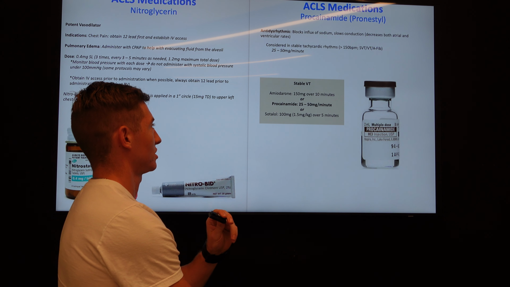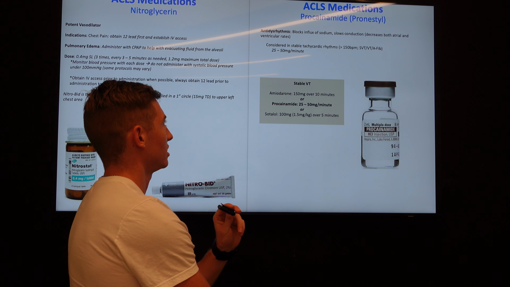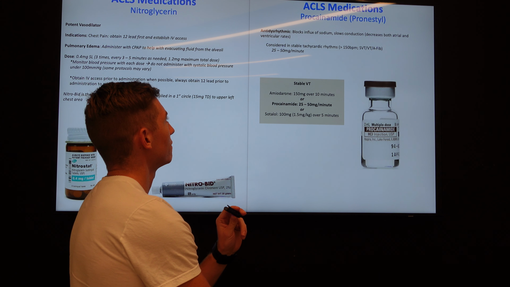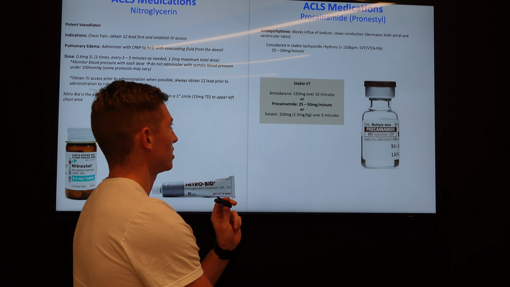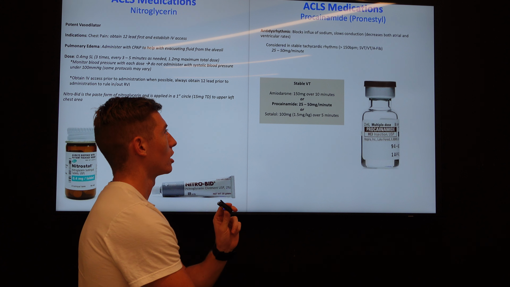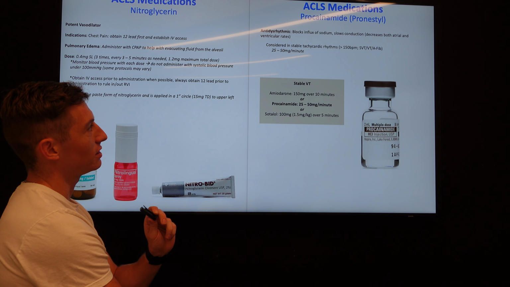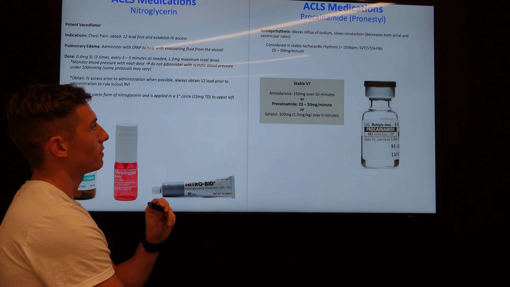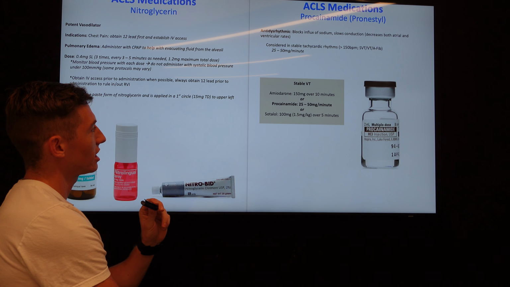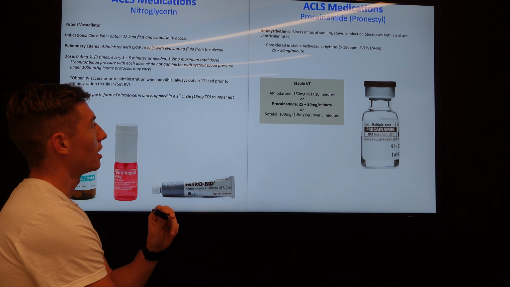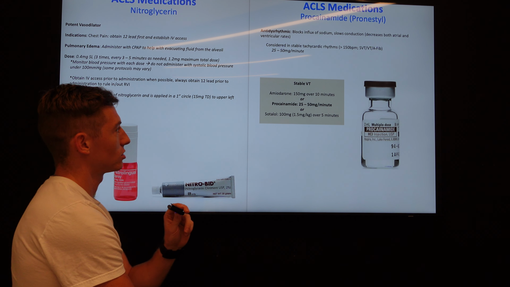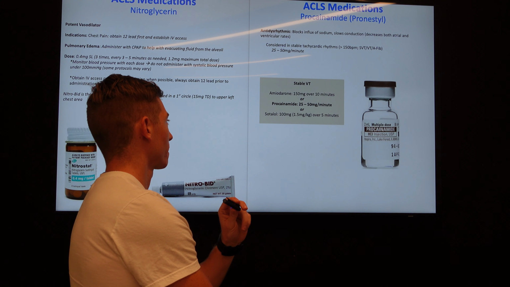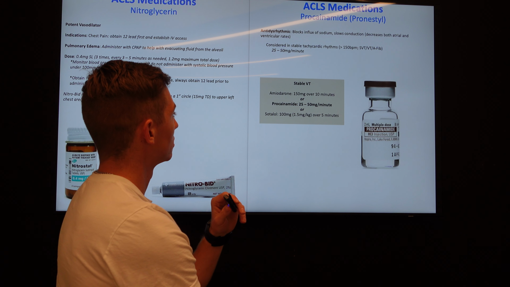Procainamide, Pronestyl. Antidysrhythmic, blocks the influx of sodium, slows conduction, decreases both atrial and ventricular rates. We're going to consider it for stable tachycardic rhythms over 150 beats per minute of SVT, VT, AFib, and we want to make sure that we give 25 to 50 milligrams per minute. So for stable VTach, amiodarone 150 milligrams over 10 minutes, or procainamide 25 to 50 milligrams per minute. Or we could give Sotalol, 100 milligrams.